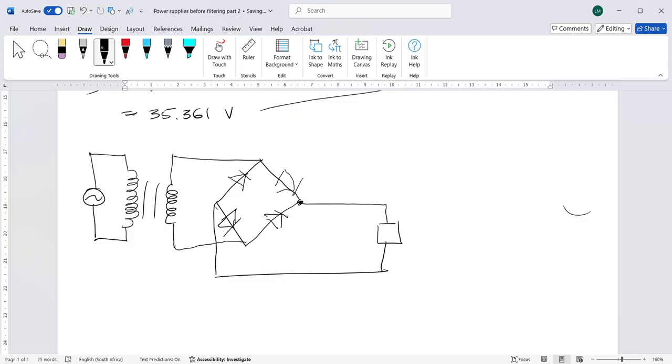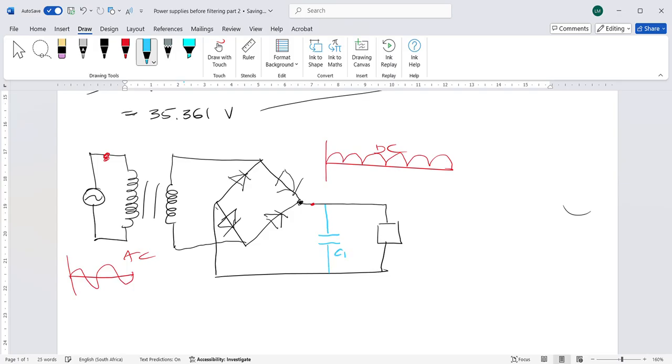There we go. Now, guys, after the filter, remember at this point here, what do you have? You've got a sine wave from Eskom. At this point here, what do you have? You have this. This is what we call pulsating DC. This is a rectified sine wave. Now, this was AC, and this one becomes DC.